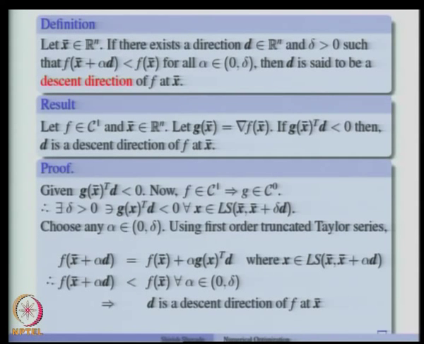So, this is one way to characterize a descent direction: if the dot product of the direction with the gradient vector at a given point x bar is less than 0, or the direction makes an obtuse angle with the gradient at x bar, then d is a descent direction of f at x bar.